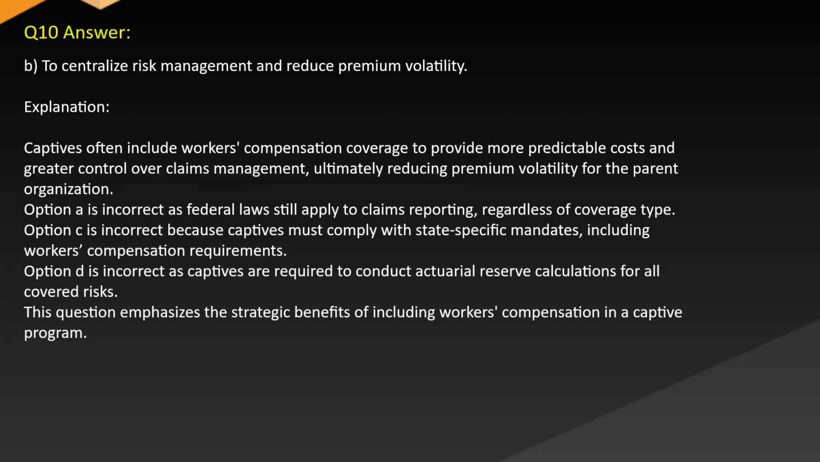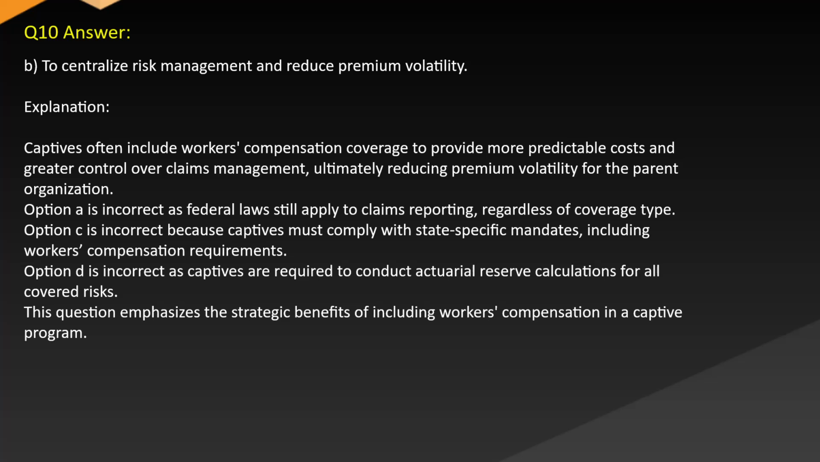Answer: B. To centralize risk management and reduce premium volatility. Explanation: Captives often include workers' compensation coverage to provide more predictable costs and greater control over claims management, ultimately reducing premium volatility for the parent organization.